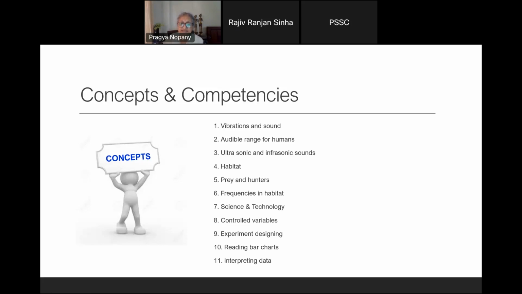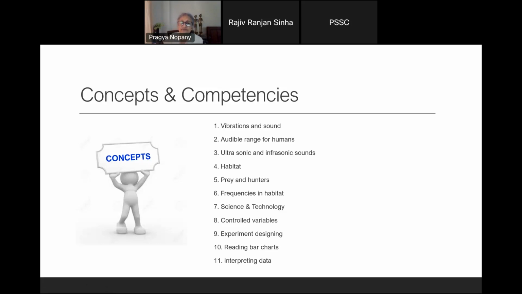Okay, 1 to 6 are concepts, and then even 7th, practice of science and technology, will become competency, and then recognizing control variables, designing the experiment, reading the bar chart, interpreting the data, all these are competencies. So using case-based study, I'm trying to give a training in concept application as well as nurturing some of the competencies that are required.